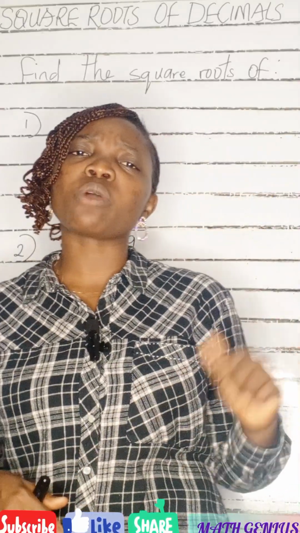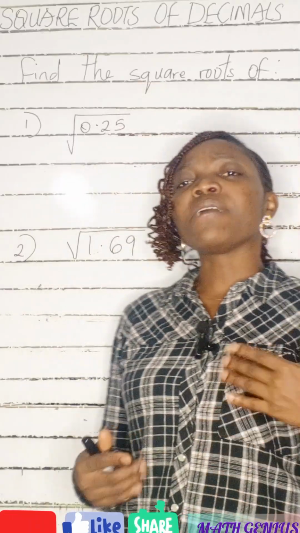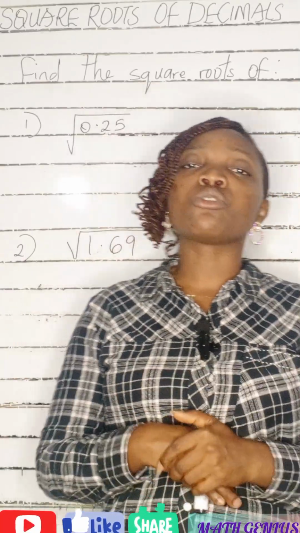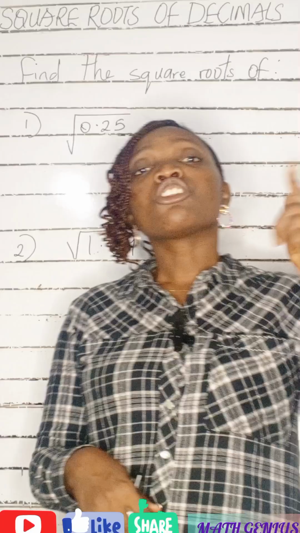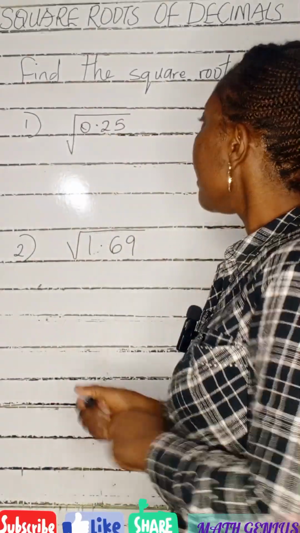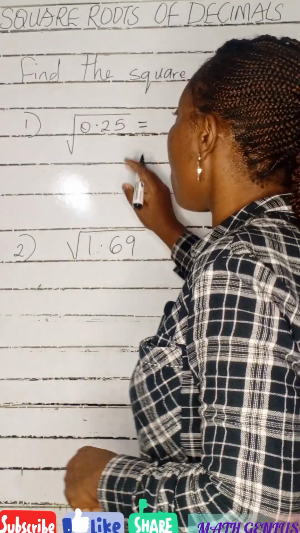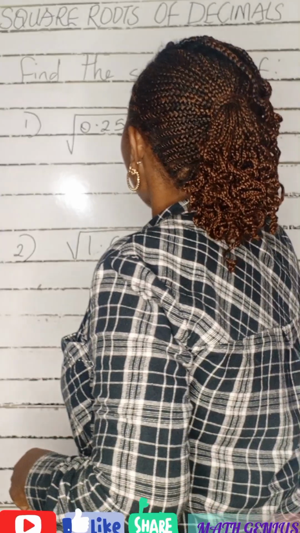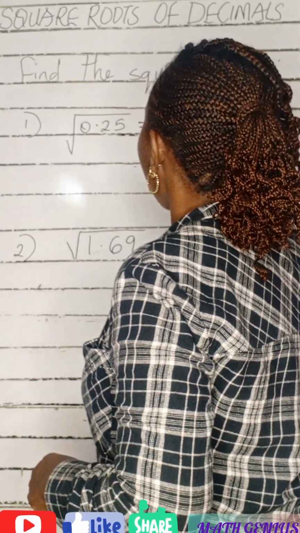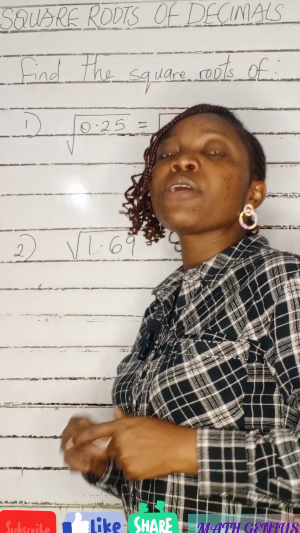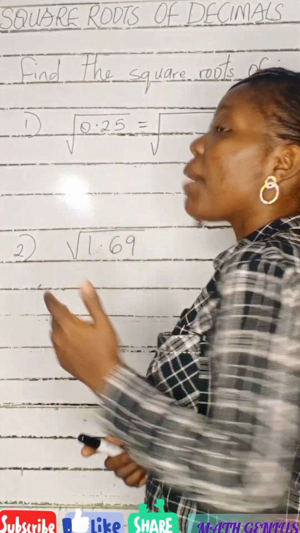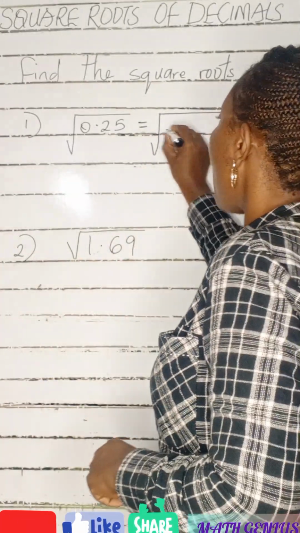So how do you find the square root of decimals? All you need to do first is to change the given decimal to fraction. Here we have the square root of 0.25. So you are going to change 0.25 to fraction. Now 0.25 has two decimal places. It means the denominator will be 100.